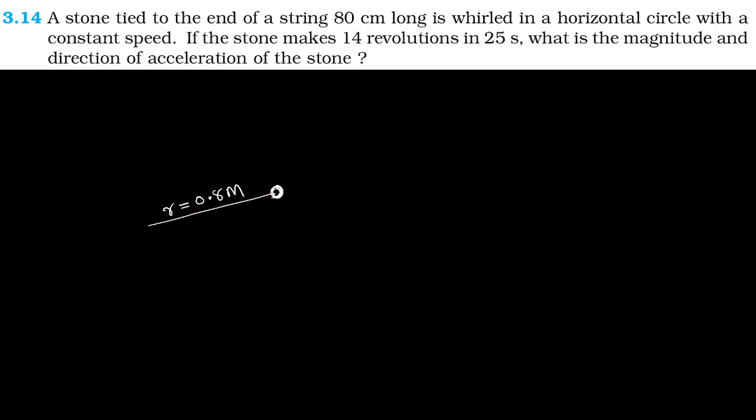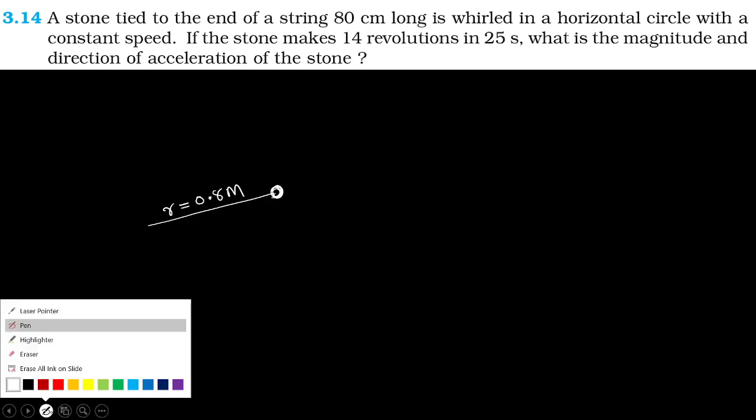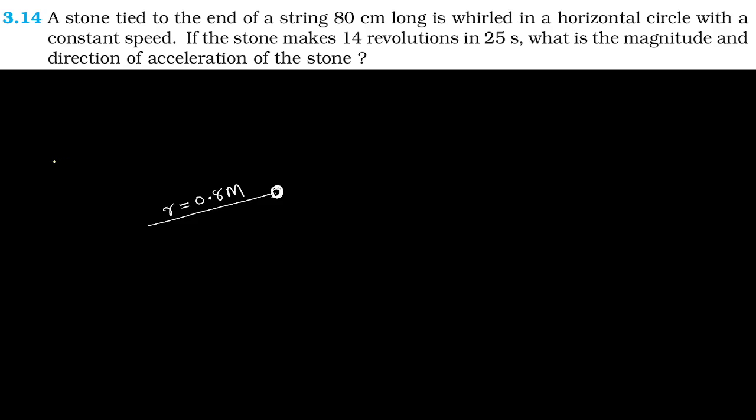It is whirled in a horizontal circle. Whirl means it is rotating, understood? Let me draw a circle. This is a rough diagram. Remember, it is a circle. The stone is moving along a circle. This side here I am holding, and this is the center of the circle.